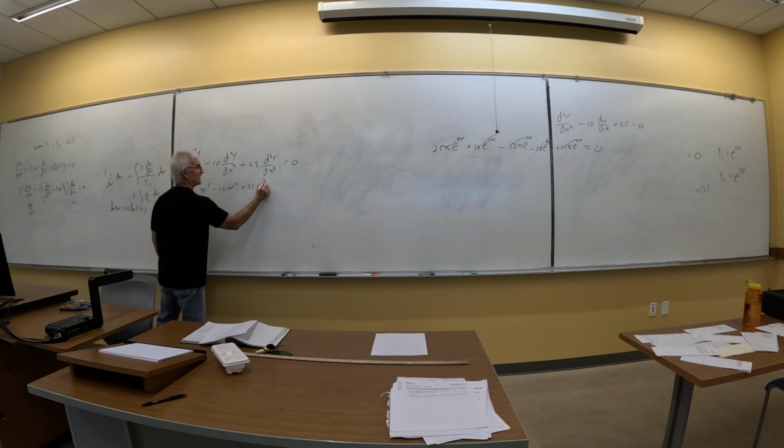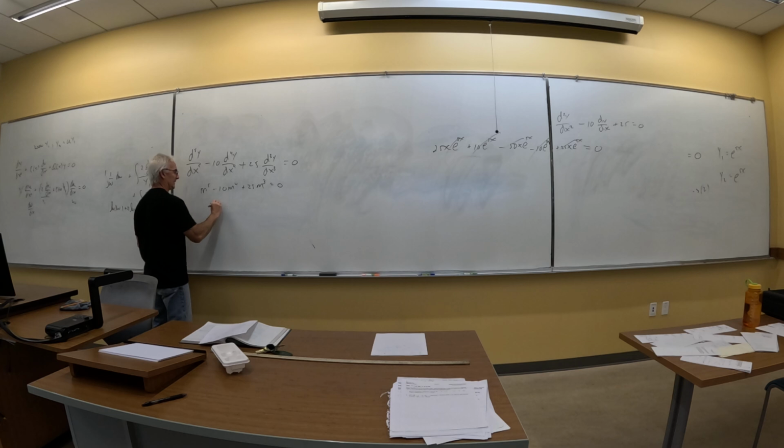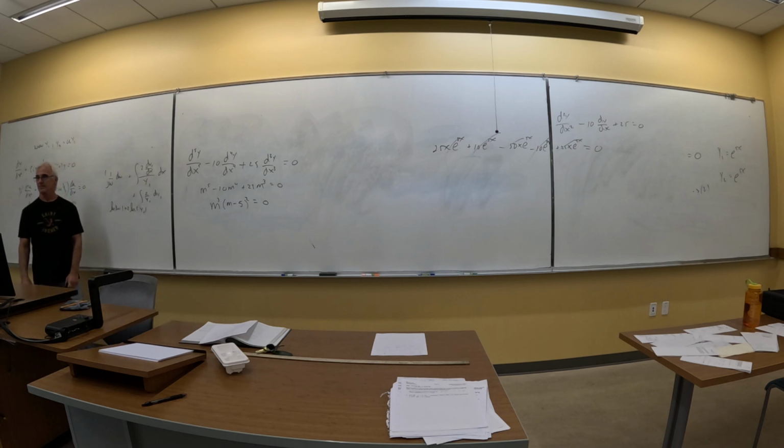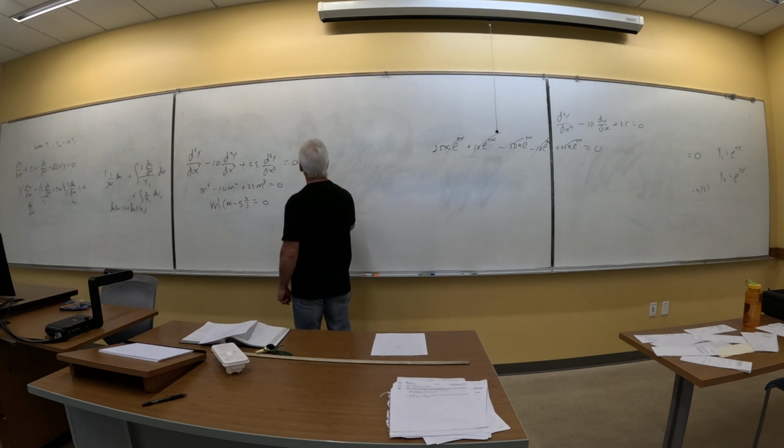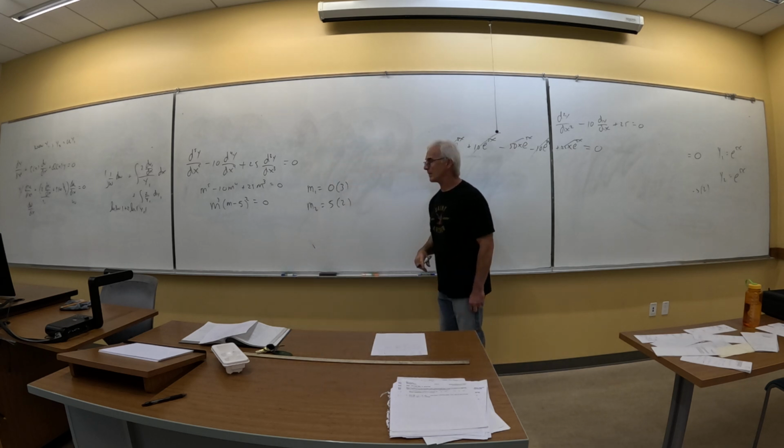If I factor out the m cubed, would it be legal to write this way? Stare at that for a moment. Is that correct? Yes. So I can say then that we'll call m1 equal to 0 with multiplicity 3, m2 equals 5 with multiplicity 2.